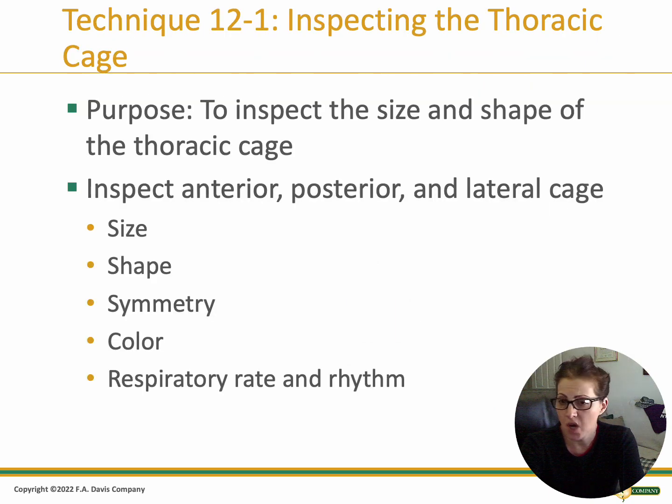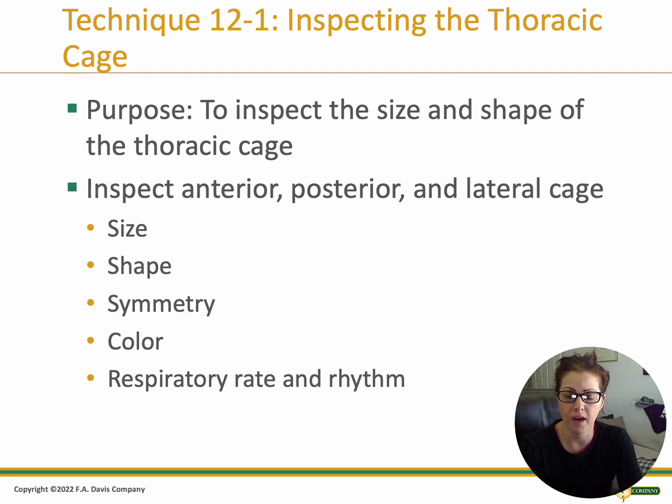The start of your assessment is obviously inspection. You want to take a full, not 180, but more so 360-degree view of their entire anterior, lateral, posterior, and then lateral again. You're looking for the size of their thoracic cage, the shape, the symmetry. Is it symmetrical on both sides? Is it symmetrical anteriorly and posteriorly? Is it barrel shaped? Is it a 1 to 2 anterior posterior diameter shape?